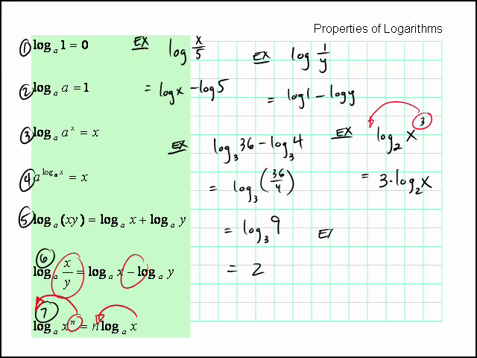Here's another example of that. Suppose I have the natural log of 2 to the 5th power. I can take this 5 and move it to the front, and that is equal to 5 times the natural log of 2. And so that's how our properties work.